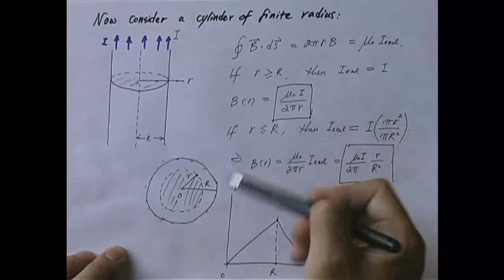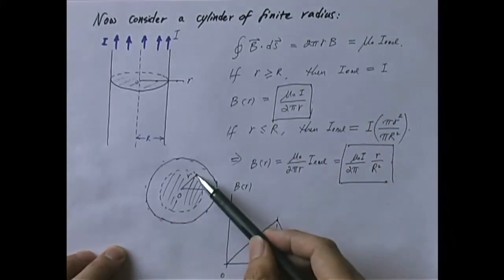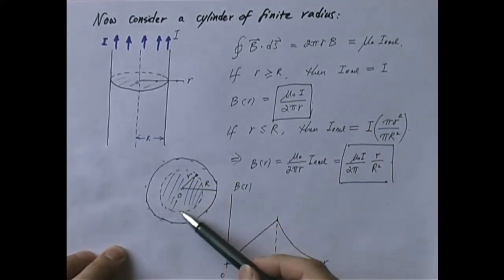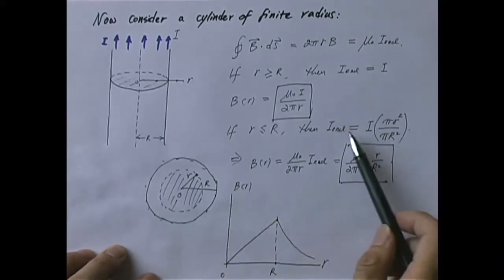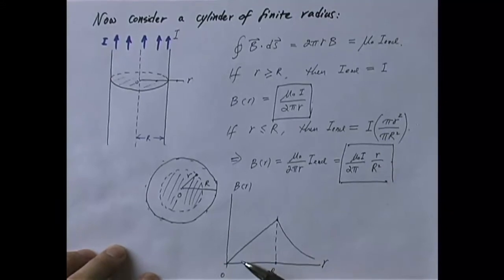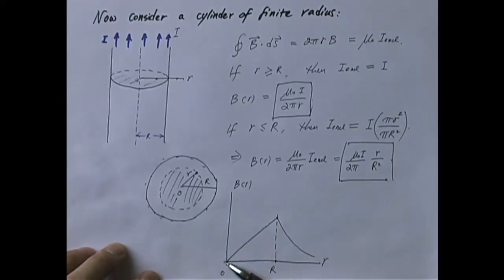So outside, you still enclose all the current, but once you dig a hole, you go inside. How much current is enclosed by this Amperian loop? Zero, right? So you should replace I enclosed with 0. So once you're inside, what is the magnetic field equal to? It becomes 0.